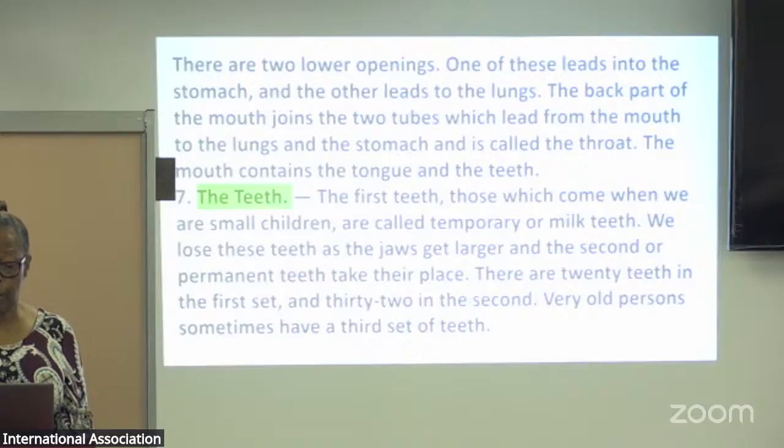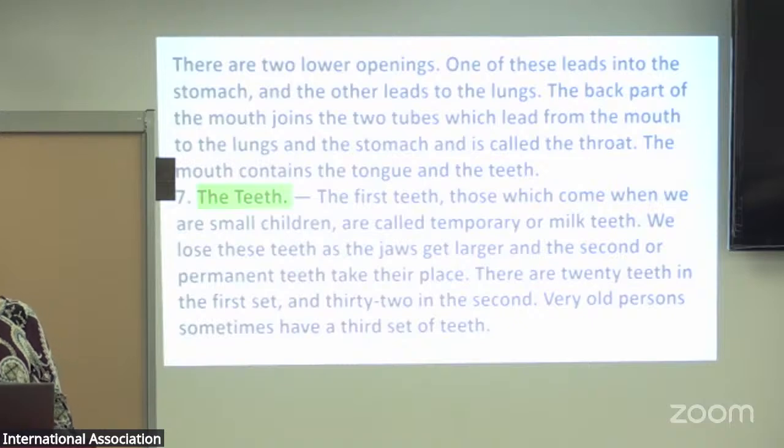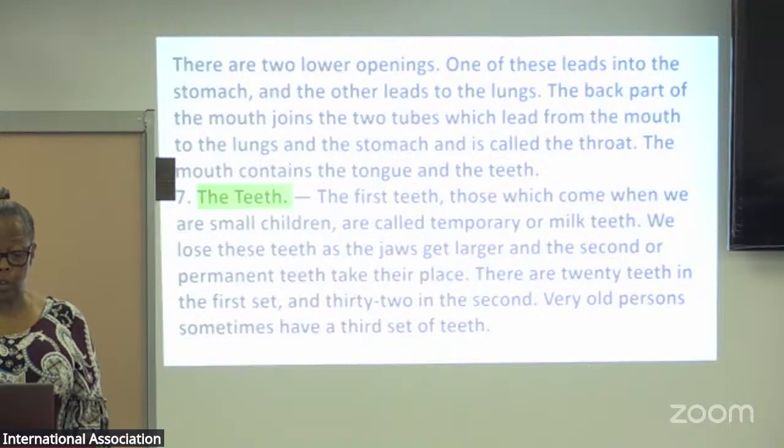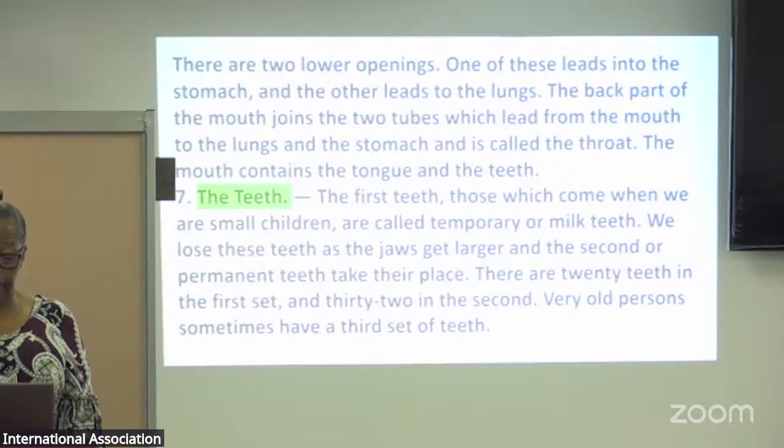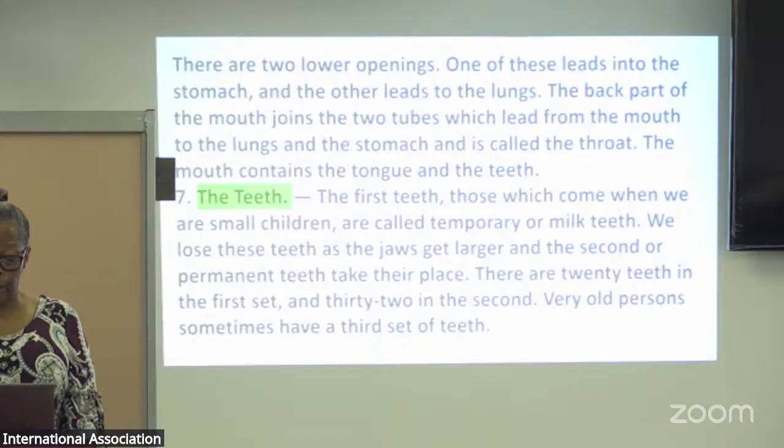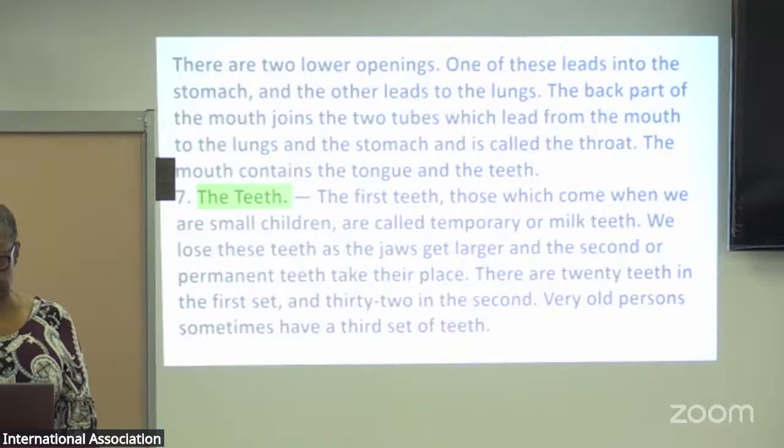The first teeth, those which come when we are small children, are called temporary or our milk teeth. We lose these teeth as the jaw gets larger and the second or permanent teeth take their place. There are 20 teeth in the first set and 32 in the second set. Very old persons sometimes have 3 sets.